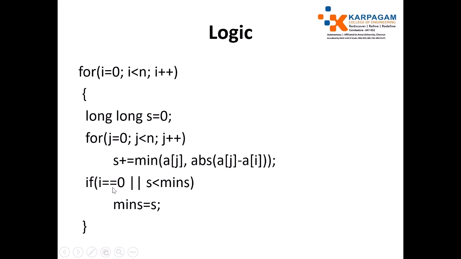Here I equal to 0, so this OR condition will never work. When I equals 0 itself, it will enter the if condition. So the minimum number of operations needed so far is 1. So for making the array elements equal, so far we have got the minimum number of operations needed as 1.